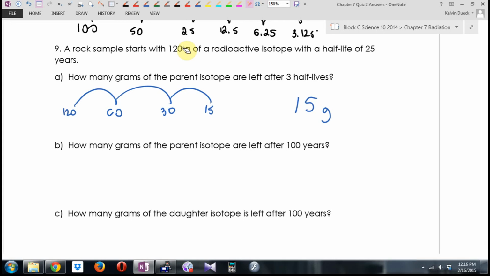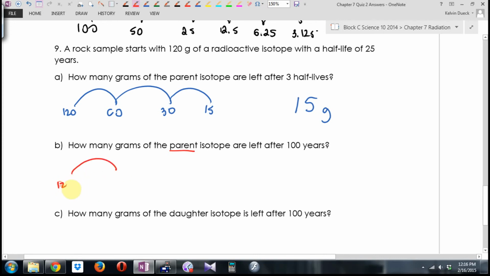Let's keep going. How many grams of the parent are left after 100 years? Now, some of you may say, hey, I know that's 100 years is how many half-lives? I think since 1 is 25, it's going to be 4 half-lives. But if you can't do that intuitively, Andrea, start going loopy. I don't mean draw loops.